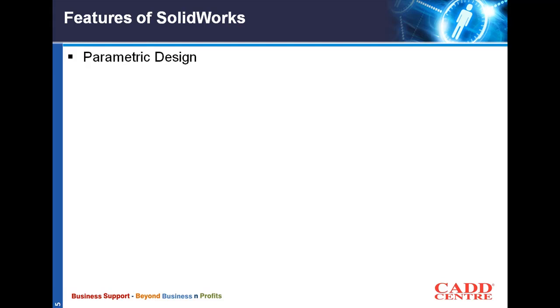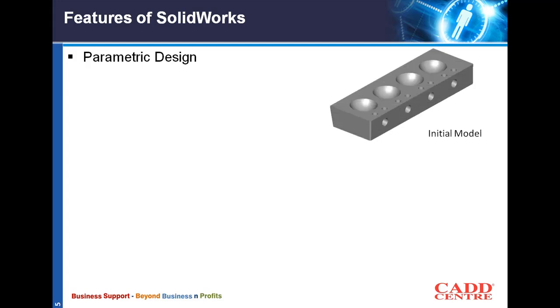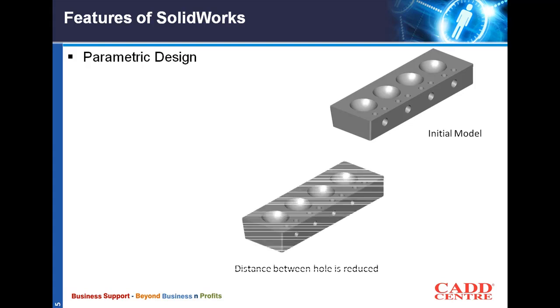The next feature is parametric design, which is the most required skill for every mechanical engineer who works in a company. And here, what is the meaning of parametric? Parametric is nothing but a model driven by variable dimensions. Here we have an initial model. This is a cylinder head, which is used in an engine. In the first image, you can see the initial model. You can see there are 4 holes.